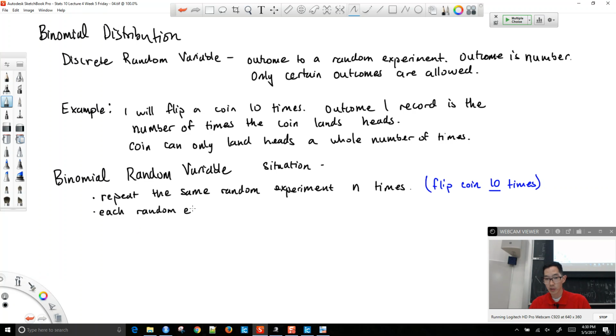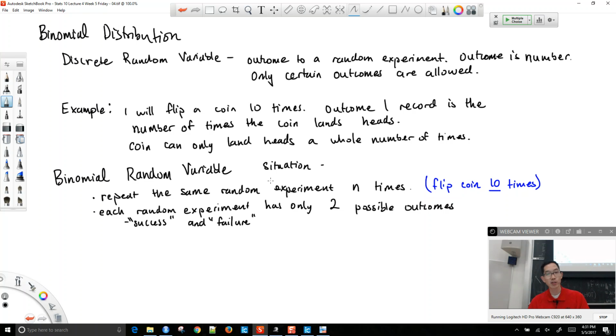Each random experiment has only 2 possible outcomes. That's where the bi in binomial comes from. Each random experiment has only 2 possible outcomes, which we label success and failure. We're accustomed to success meaning a good thing and failure meaning a bad thing, but that is not the case here. It just means something happened or that thing did not happen. Whether it's good or bad is irrelevant. With the coin flip, there are 2 outcomes: heads versus not heads.